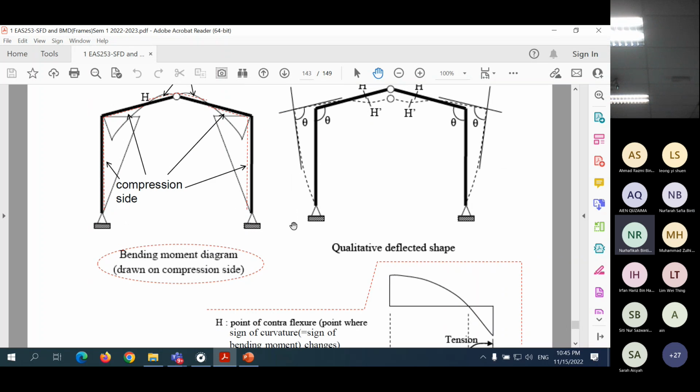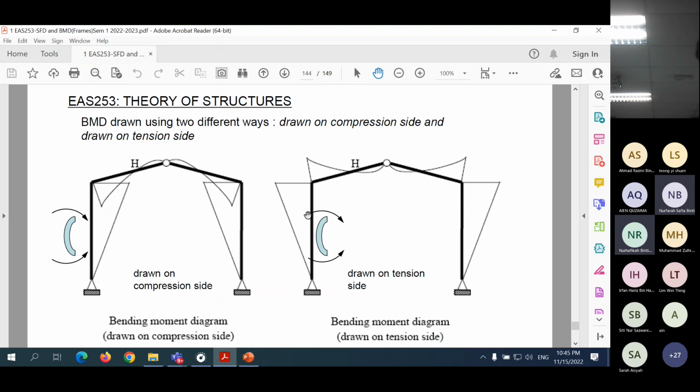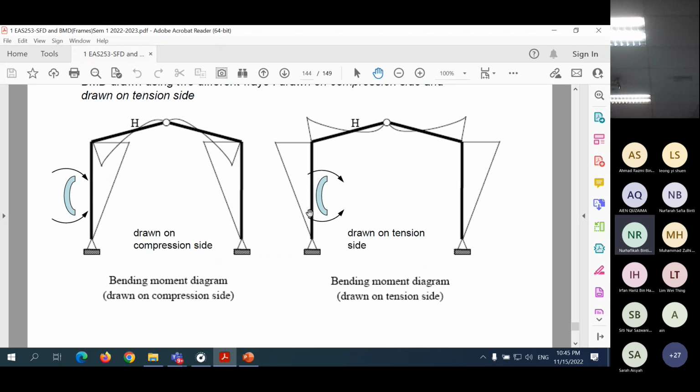Okay. So again, here I emphasize where the compression side is. It follows your bending moment diagram because we draw the bending moment diagram on the compression side. Okay. So again, this one shows you how the member should bend so that the compression side happens according to what the bending moment diagram will show.